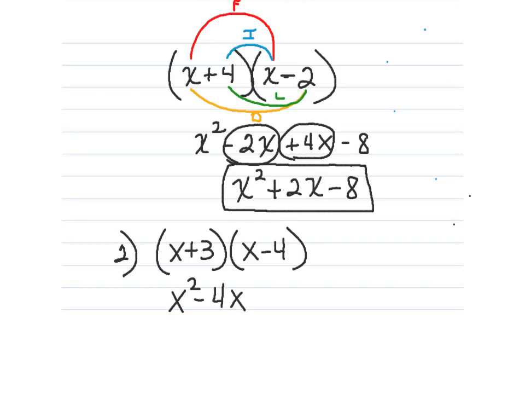F-O-I, I stands for the inner terms. Positive 3 times x, which is positive 3x. F-O-I-L, L stands for the last terms. Positive 3 times negative 4 is negative 12. And now we can simplify. X squared minus x minus 12.